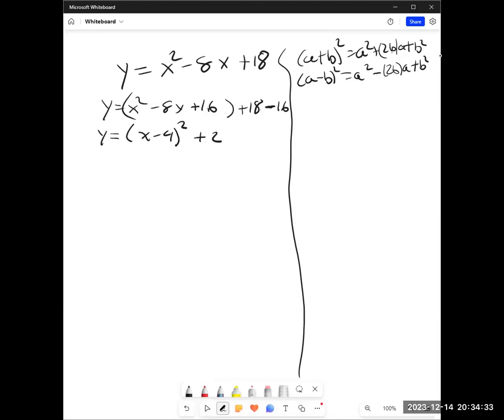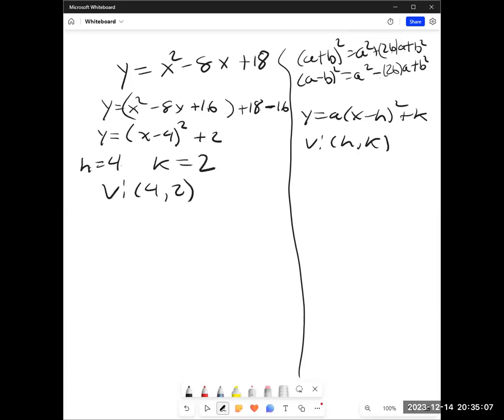Now my vertex form of my parabola looks like this: a times the quantity (x minus h) squared plus k, where my vertex is at (h, k). So if I set the parentheses equal to 0 and solve, my h would be 4. When h is 4, all this is 0. 0 plus 2 is 2. So my vertex is at (4, 2).